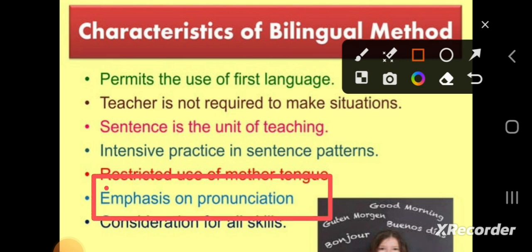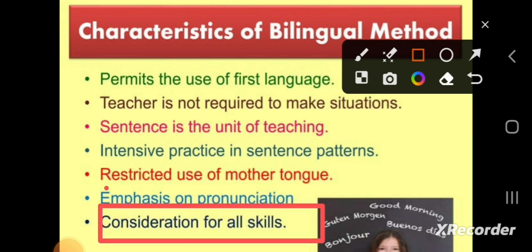Emphasis on pronunciation. The method places importance on correct pronunciation to ensure clear and effective communication in the target language. Next, consideration for all skills. The bilingual method addresses all language skills, listening, speaking, reading, and writing, ensuring a comprehensive approach to language learning. This method aims to balance the use of the native language with the development of target language proficiency, providing a structured yet flexible approach to learning.